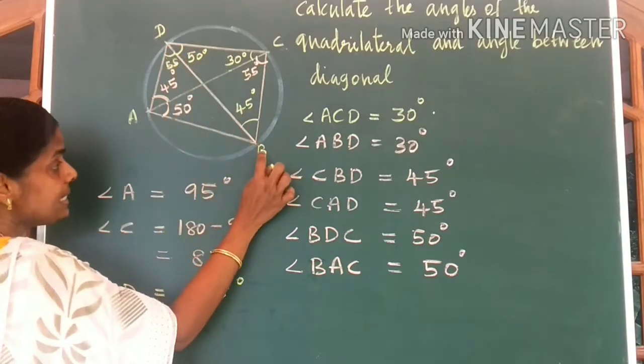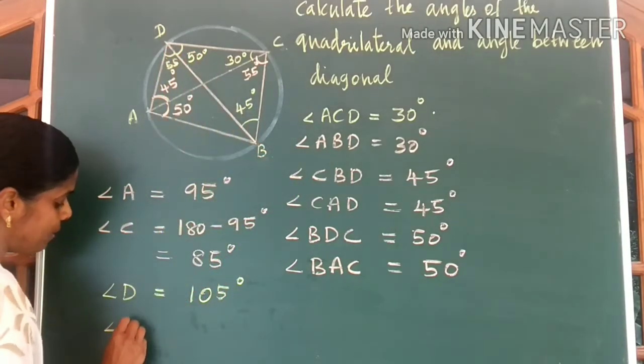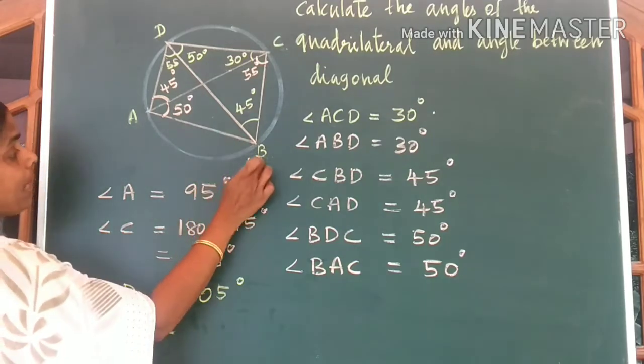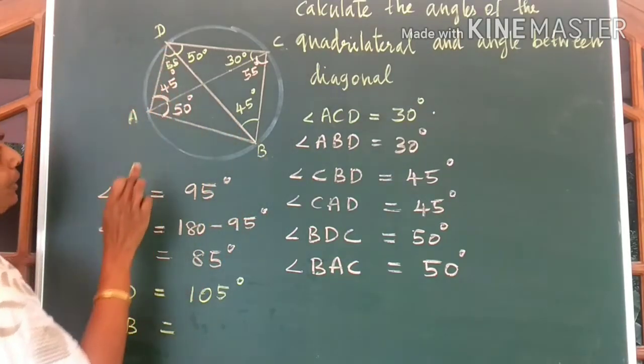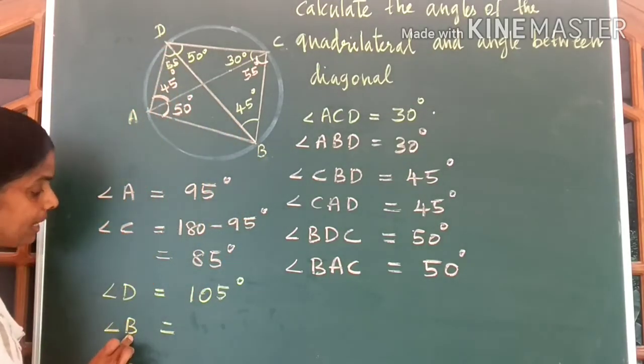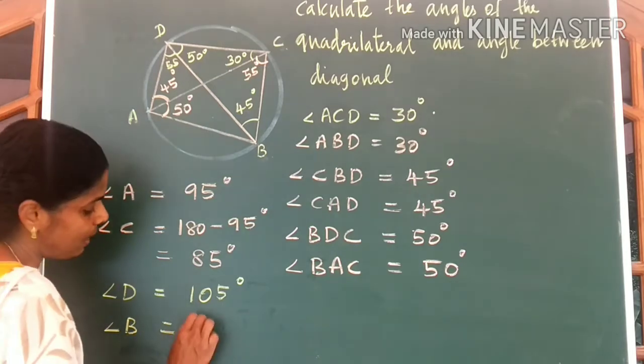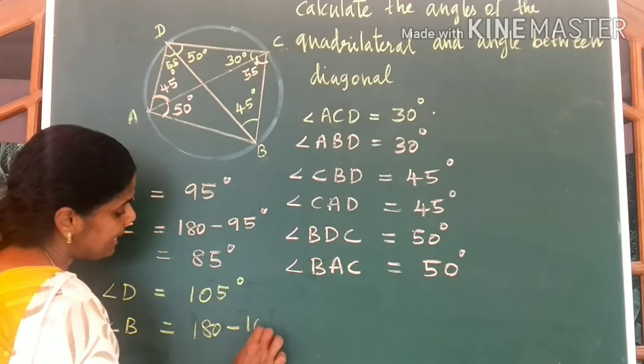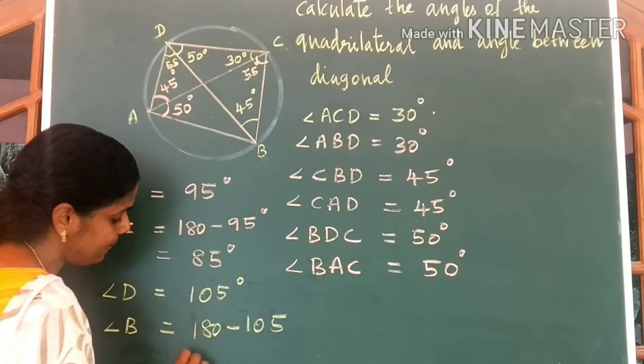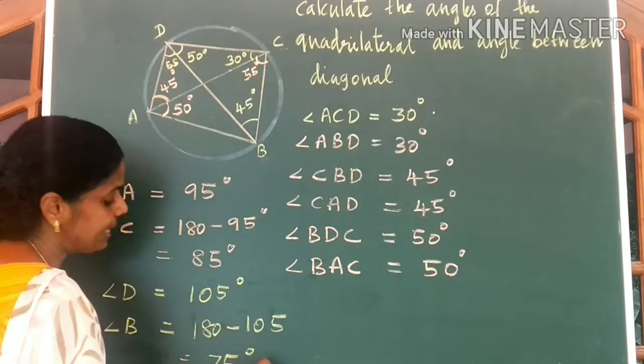Now you can write angle B, because we know angle B plus angle D is equal to 180 degree. So angle B will be equal to 180 minus 105, which is equal to 75 degree.